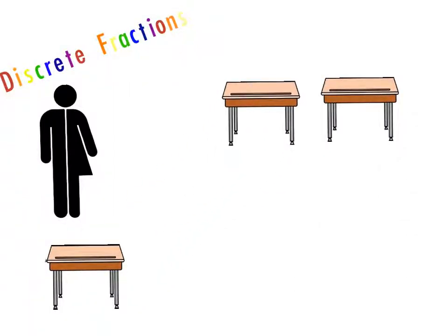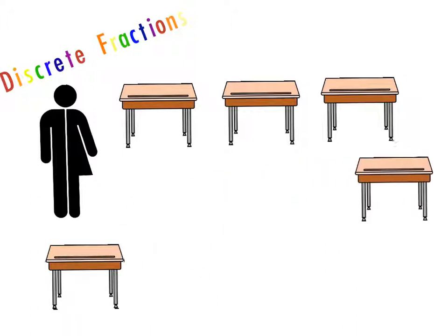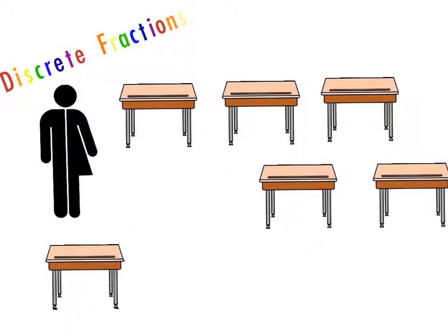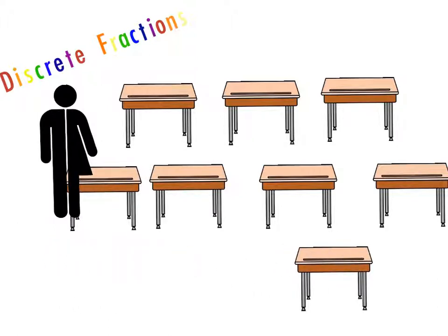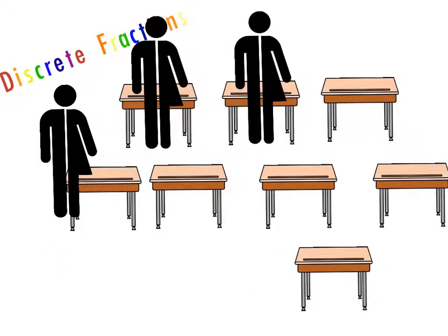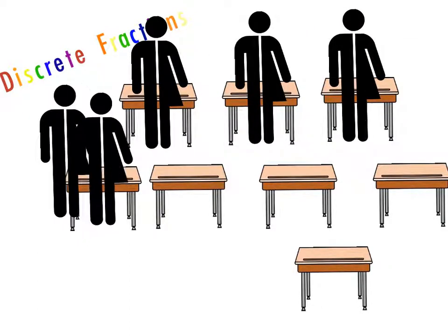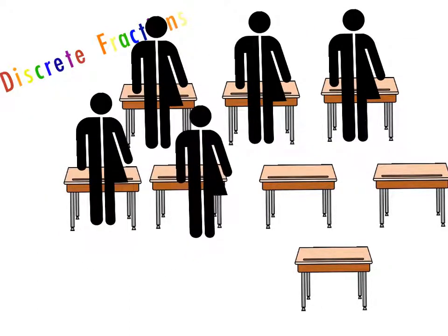1, 2, 3, 4, 5, 6, 7, 8. 1, 2, 3, 4, 5. What would be the fraction of the students present? Out of 8 students, 5 students are present. That's right, 5 out of 8.